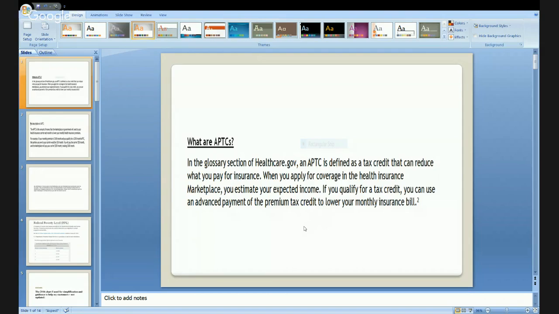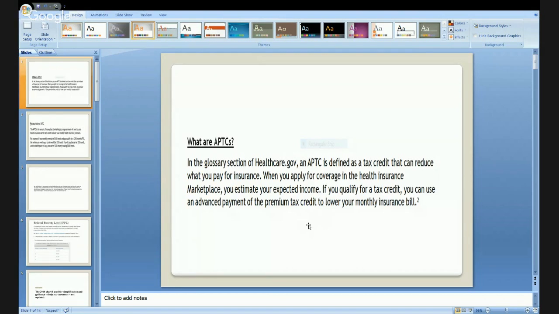Now, we are going to be focusing on states that have not expanded Medicaid. There are going to be some differences between the states that have expanded Medicaid and those that haven't. So for simplicity purposes, I'm going to focus on advanced premium tax credits and using the federal poverty limit chart in states that have not expanded Medicaid. So the first thing we need to do is understand what is an advanced premium tax credit.